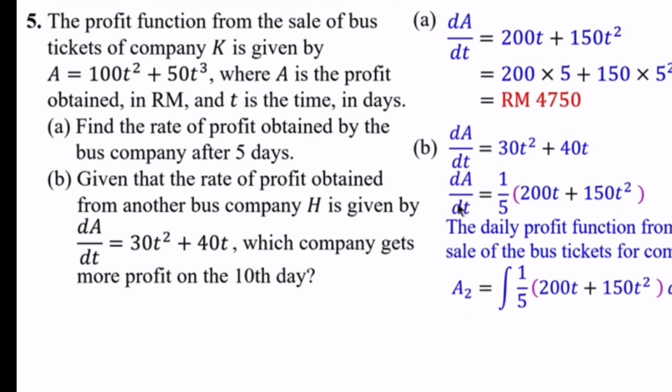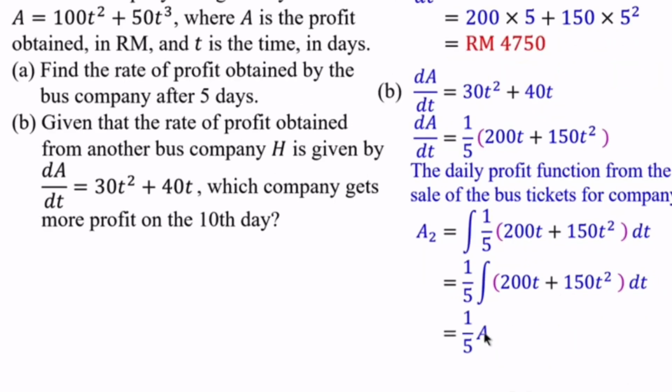So I will just integrate 1 over 5 times 200t plus 150t squared, and I will get the answer for the integration of 200t plus 150t squared. I will get back the A, isn't it? Alright, so 1 over 5, you integrate, this is actually your dA/dt, right? So if you integrate your dA/dt, you will get back the function A, right? So the answer is 1 over 5 times the A. Alright, so we will just copy the function A and substitute. Because we integrate the differentiation, we get the function A, which is actually 100t squared plus 50t cubed. So it's 1 over 5 times the function A.